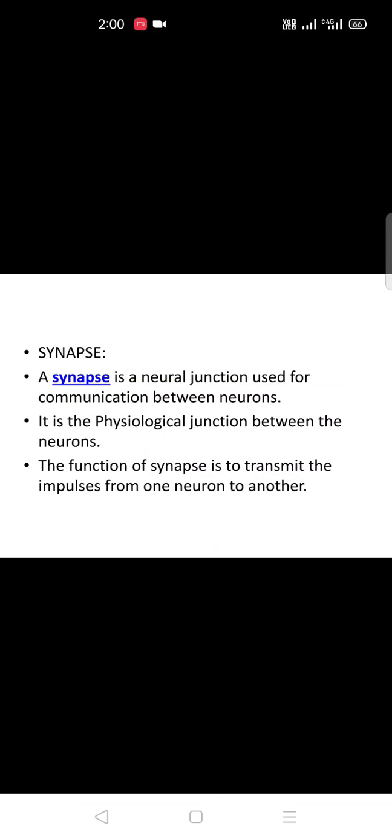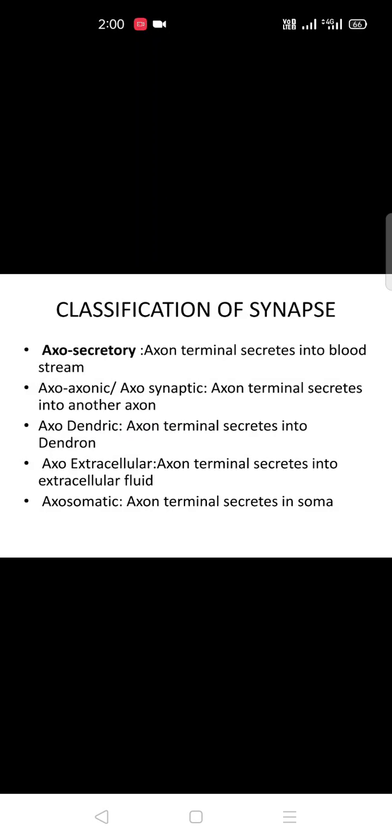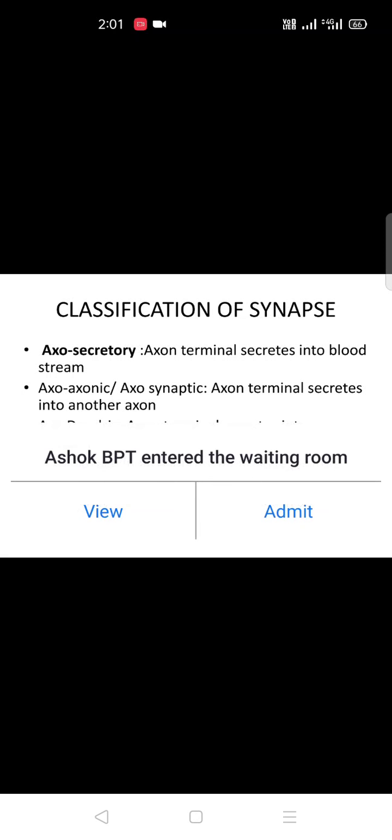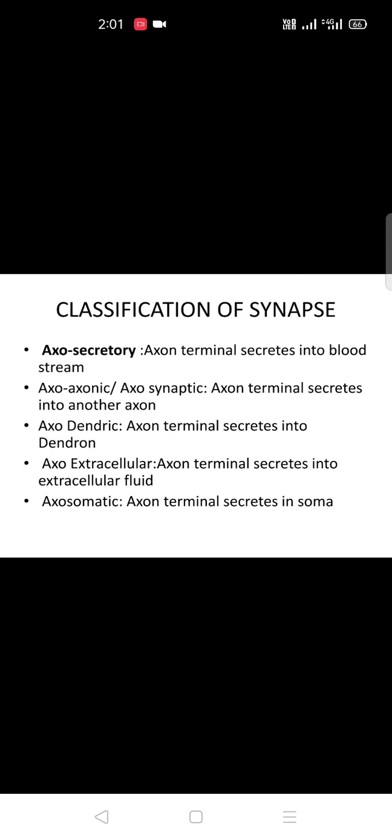So the function of it is to transmit the impulses from one neuron to another neuron. Then classification we did on that day. So there are 5 classifications: axo-secretory, axo-axonic or axosynaptic, axodendritic, axo-extracellular and axosomatic. If the axon is connected to the bloodstream, we call it axo-secretory.